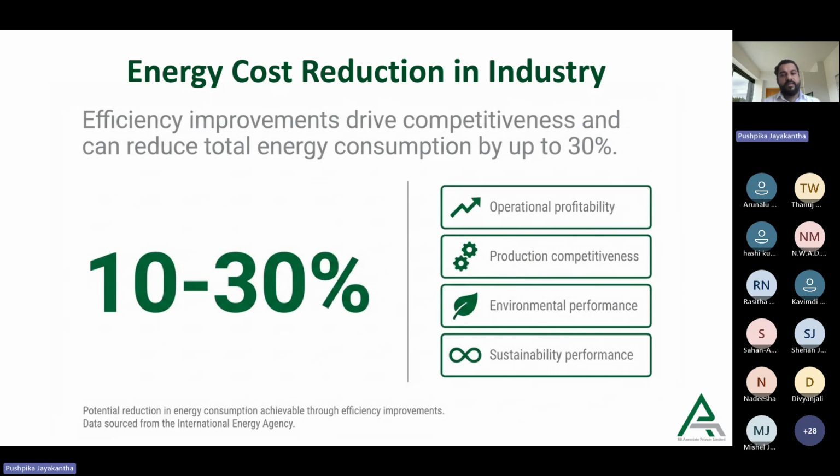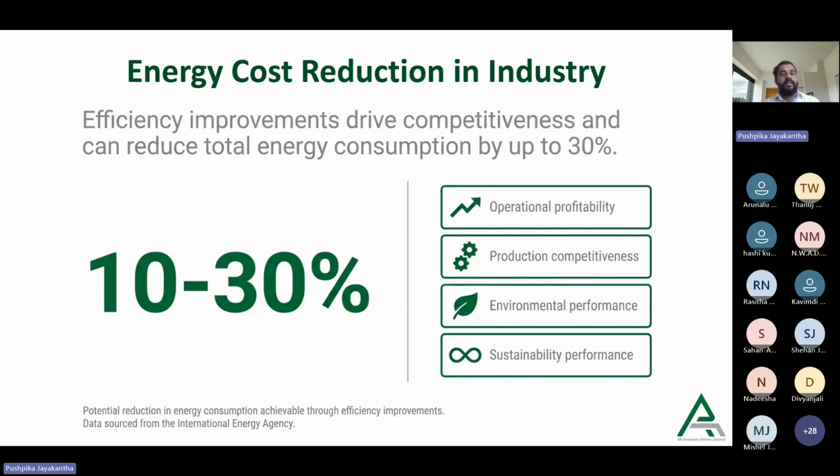For example, food processing industries, it can be within 5 to 10%. Textile-like industries, 10 to 15%. And chemical manufacturing industries, it's around 15 to 20%. Steel and cement-like industries, it's around 20 to 40%. So it varies actually, it really depends on the industry.